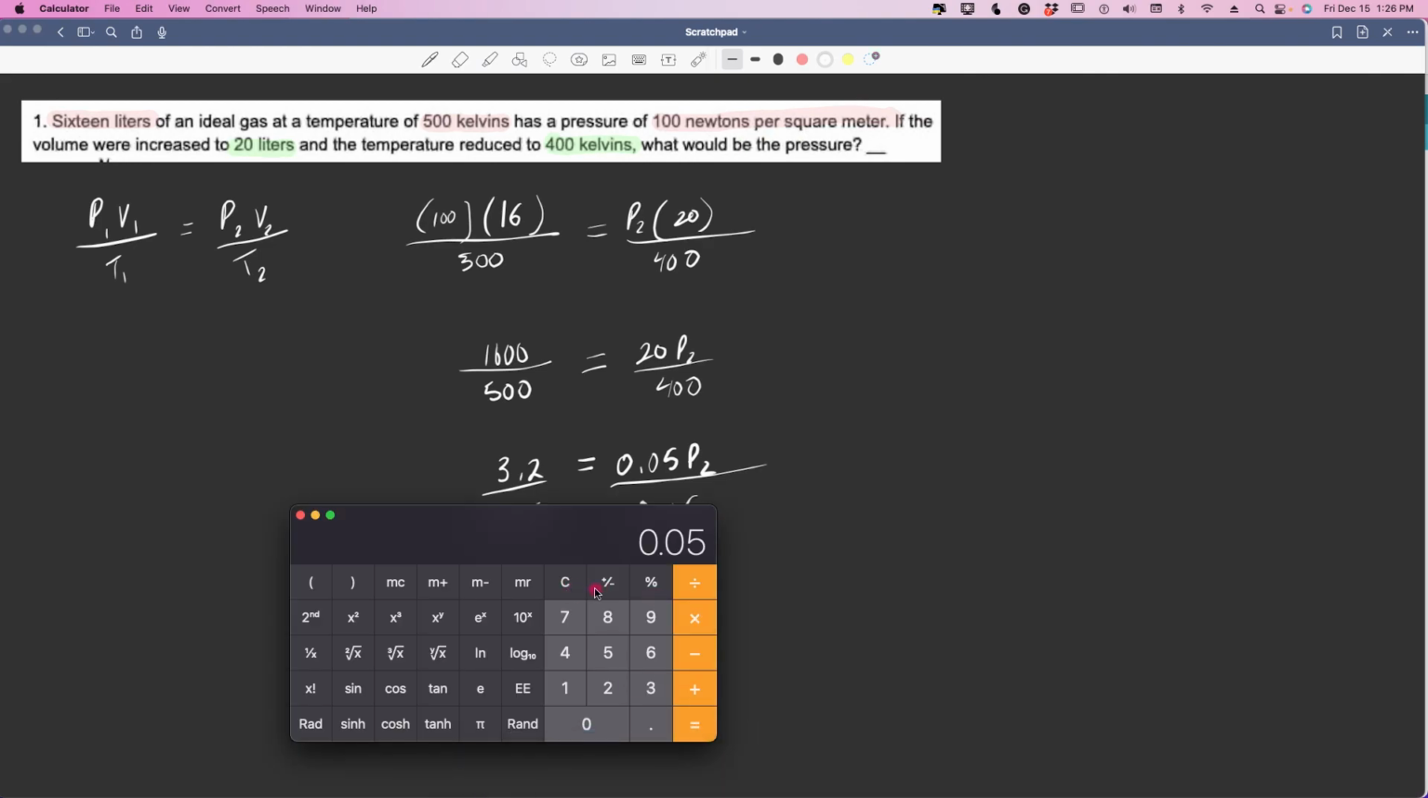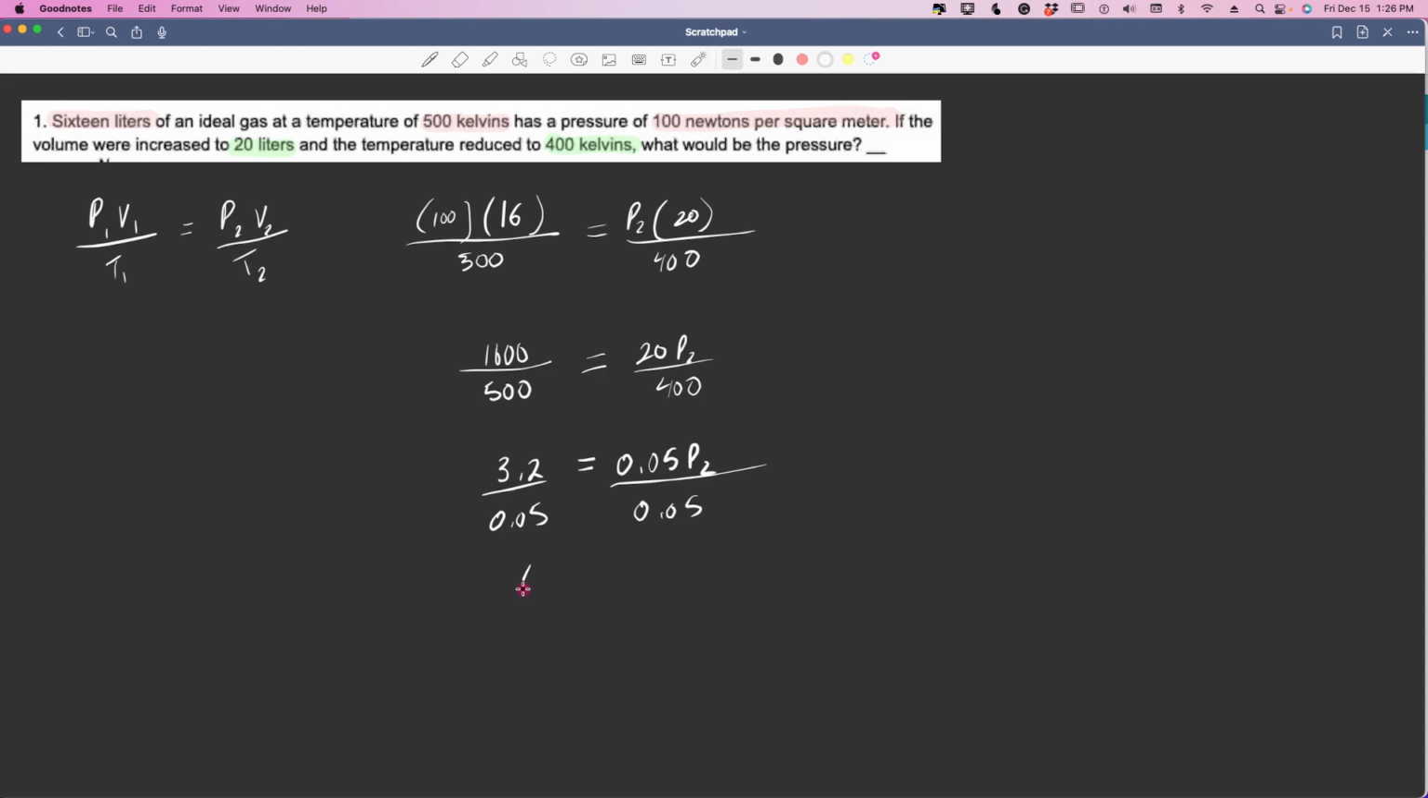3.2 divided by 0.05 would be 64. 64 is the new pressure, and that pressure is in newtons per square meter, so 64 newtons per meter square. You could also solve it this way.